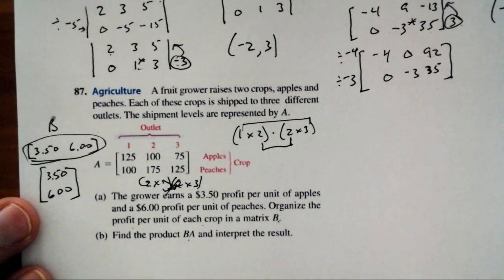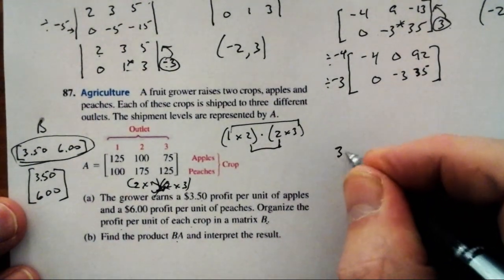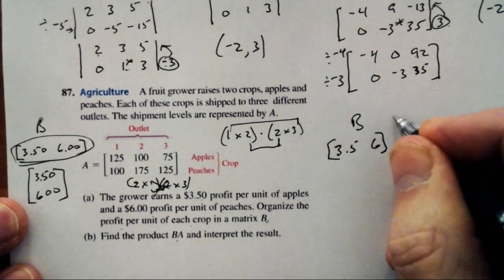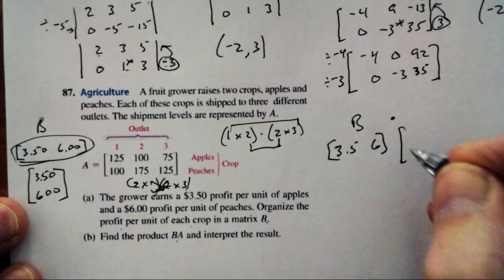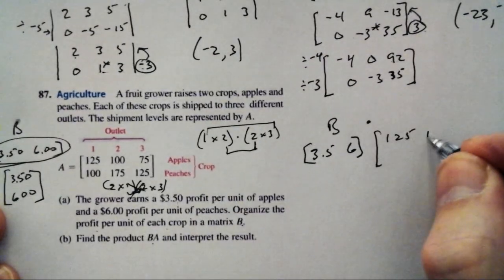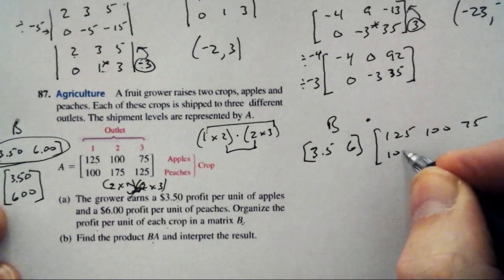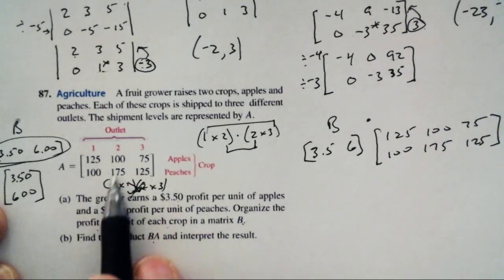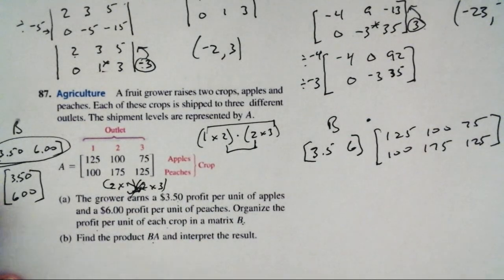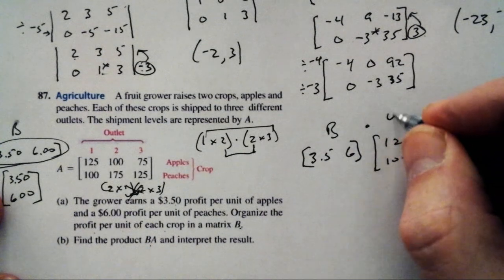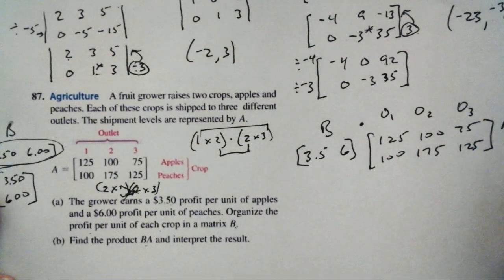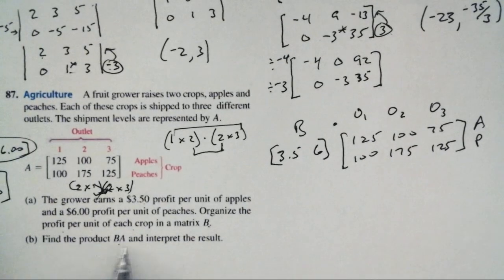We organized B, and now we can take B times A. So I'm going to go 3.50, 6. There's B times A. 125, 100, 75, 100, 175, 125. Let's double check. Yeah, feeling good about that. So I'm going to label all of these things. This is outlet 1, outlet 2, outlet 3. This is apples, and this is peaches. And find the product BA.